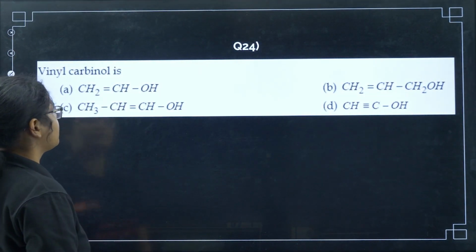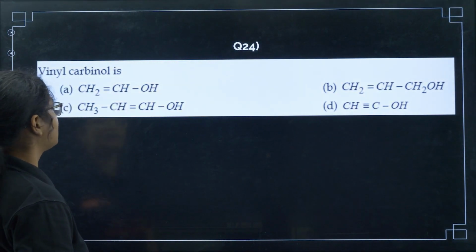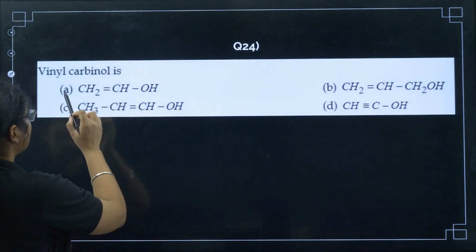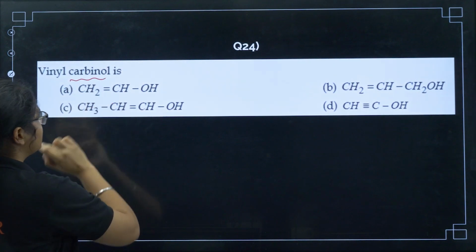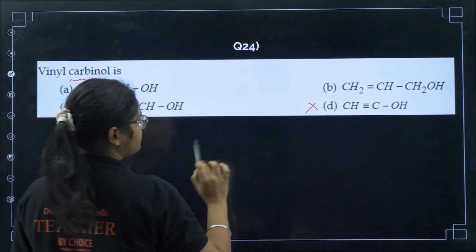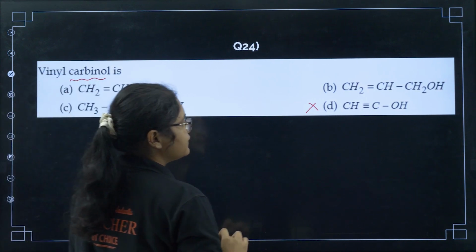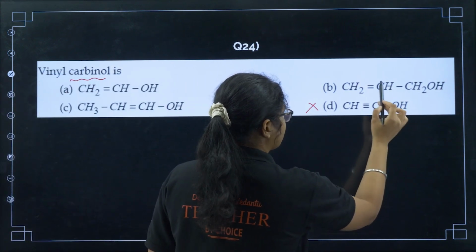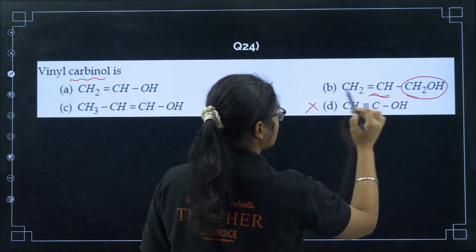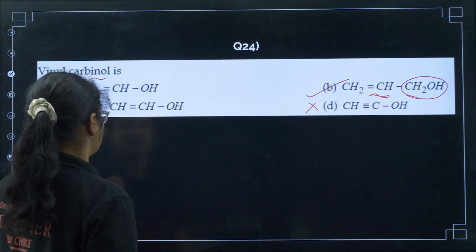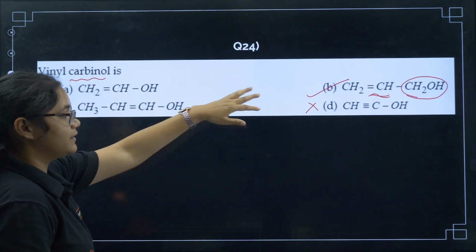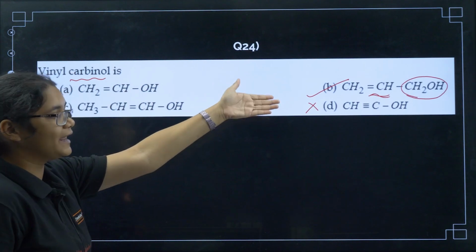Next, vinyl carbinol is. If you see vinyl carbinol, at the vinyl position there is a carbinol group. So vinyl means we need to have a double bond of carbon, right? This is not it, because here we have a triple bond. Now you see vinyl, here the carbon which contains the double bond is having this carbinol group, so that is why option number B here. Okay, this is vinyl alcohol, right? This is also vinyl alcohol directly, but that is vinyl carbinol, or you can say that is allylic alcohol.